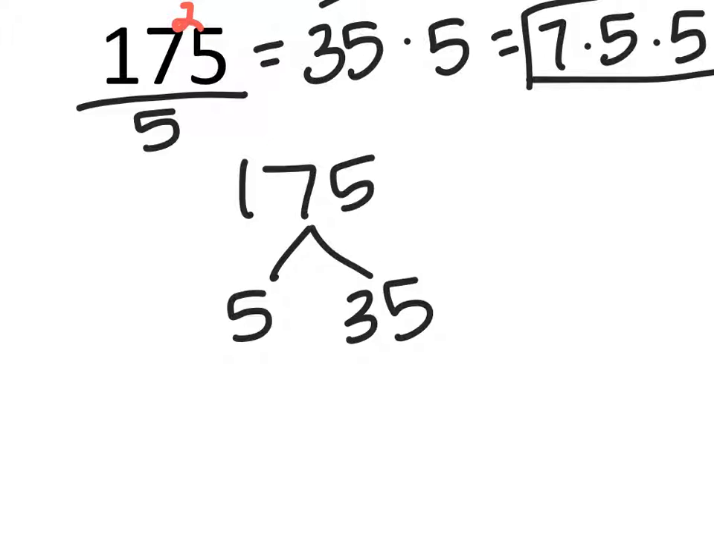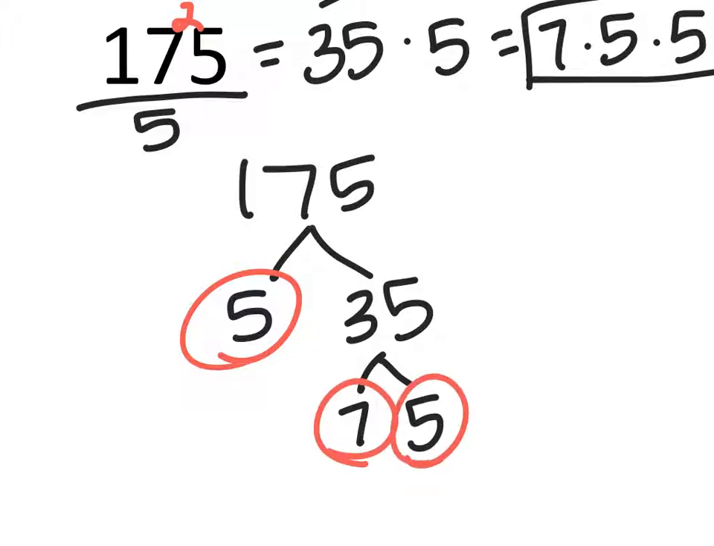When you get to a prime number, you need to circle that. I think that's a big thing that people don't do, and that's why they kind of miss things. And then 35 you can break down into 7 and 5. Those are both prime numbers, so you stop.